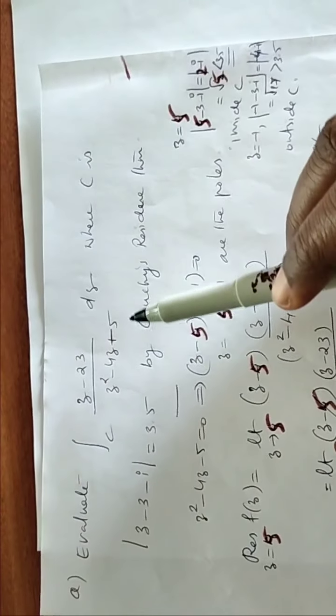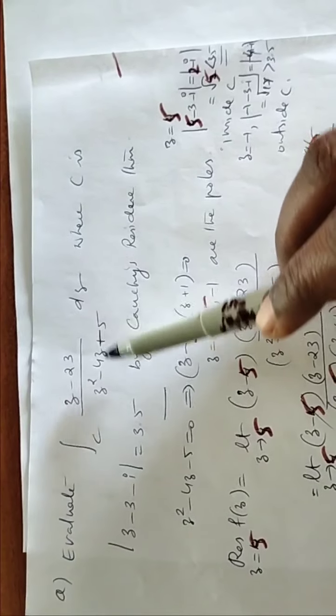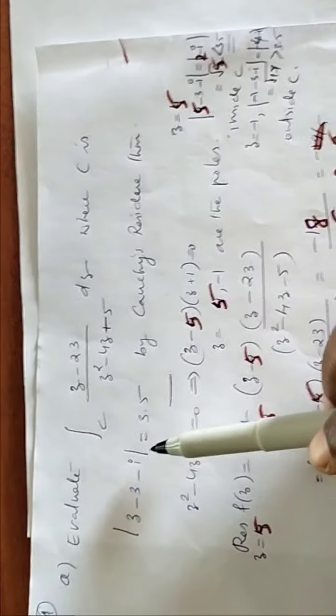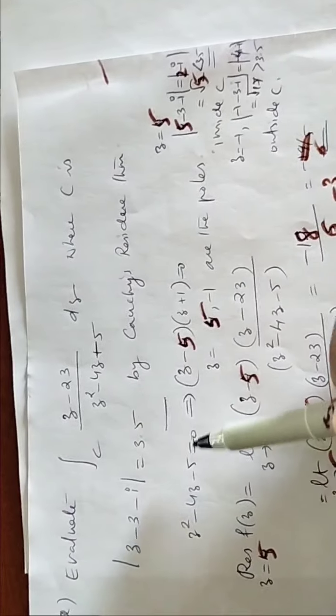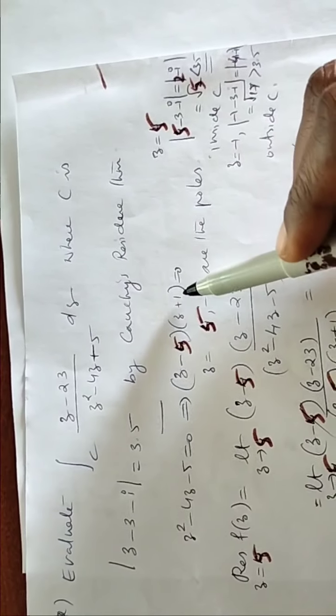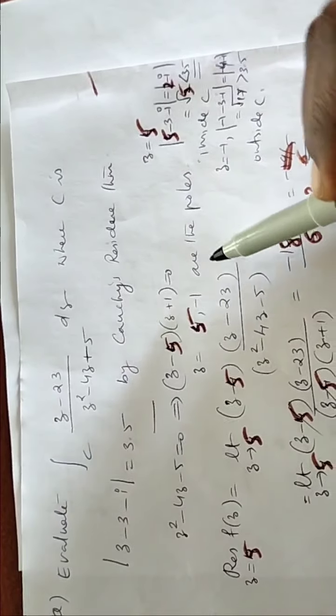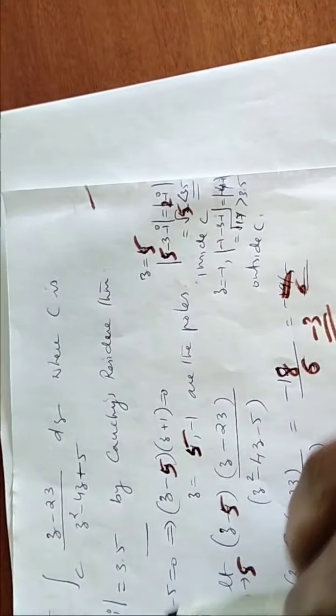So next one, using Cauchy's residue theorem, integrate the integral over C of (z minus 23) by (z square minus 4z minus 5) dz, where C is modulus of z minus 3 minus i equal to 3.5. So first of all, z square minus 4z minus 5 is 0. Factorizing, we get (z minus 5) into (z plus 1). So z is 5 and minus 1. These are the poles.